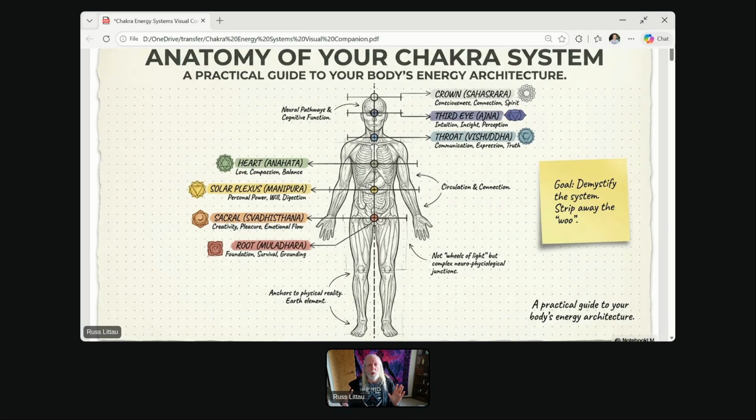Okay, so anyhow, without further ado, we're going to go through the visual companion guide for the chakra energy systems architecture that is in the Hemisphere Learning Institute of Energy Mechanics. I'm going to go through this fairly briefly because the pictures kind of say everything they need to say. And like I said, if you want to check it out, just head over there and you can check it out.